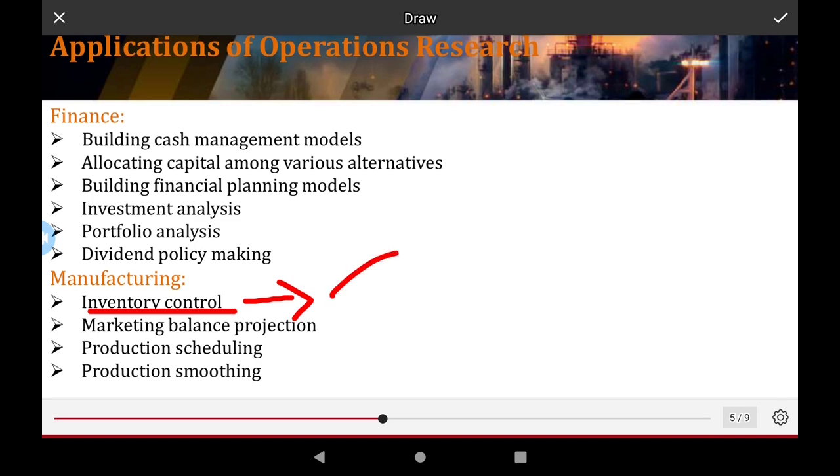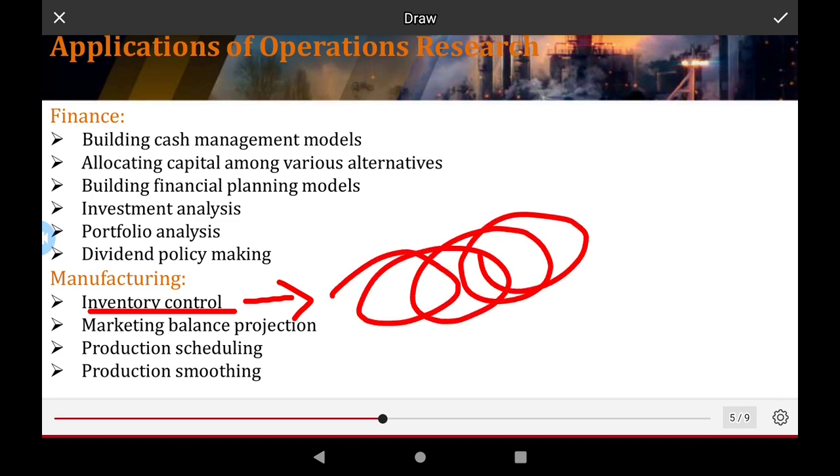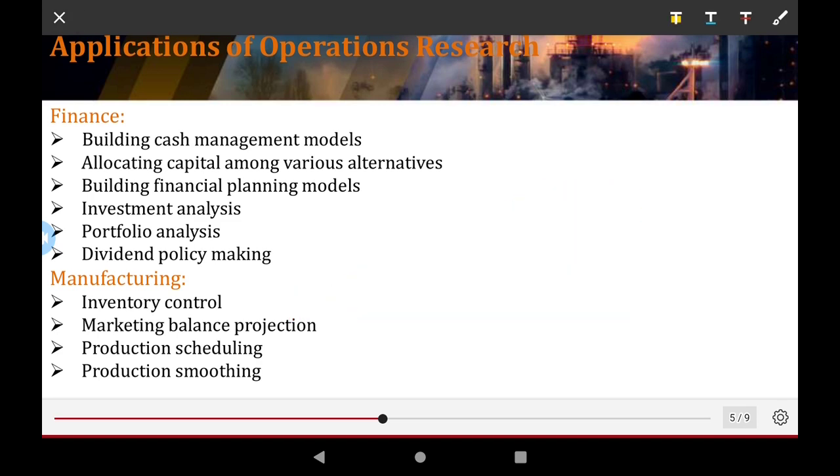Suppose work is performed by machines, okay. Machines only perform work, but machines also need oils, some grease oils and belts used for power transmission elements, okay. And all these factors are decided by the inventory control models, okay. And second is the marketing balance projections, okay.